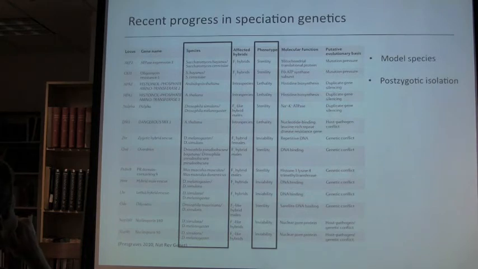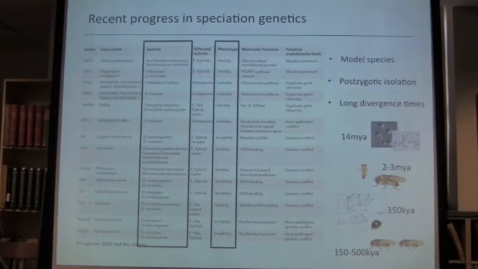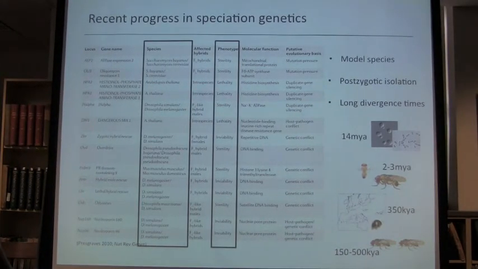So we use what we had, and so those were these species. But what's not pointed out in this table is that these species comparisons have quite long divergence times. The two yeast species that they use, Saccharomyces bayanus and cerevisiae, have a divergence time of 14 million years. Drosophila melanogaster, the workhorse of the Drosophila genus, and its sister species Drosophila simulans, have a divergence time of 2 to 3 million years.